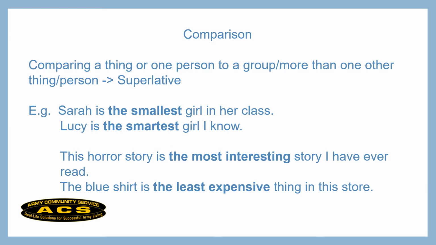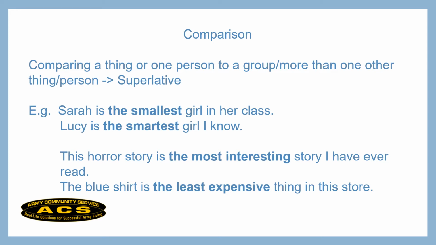Now, on the prior slide, I explained what comparatives are. That's when you're comparing one thing or one person to another. But what if you're comparing a thing or person to a group or more than just one other person or thing? Then you're using the superlative of the adjective.